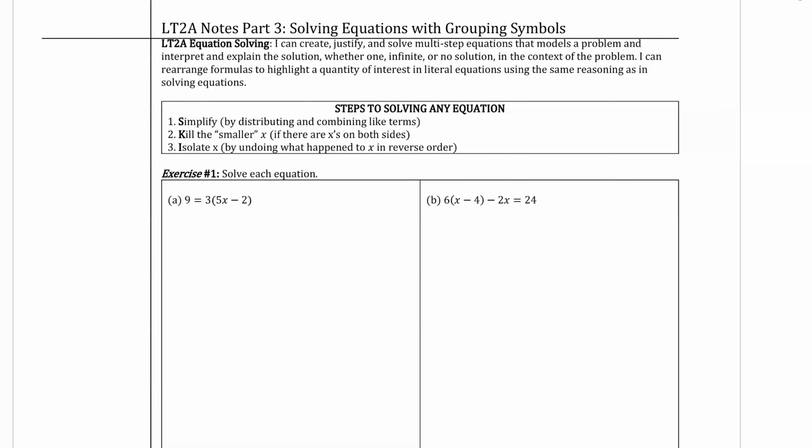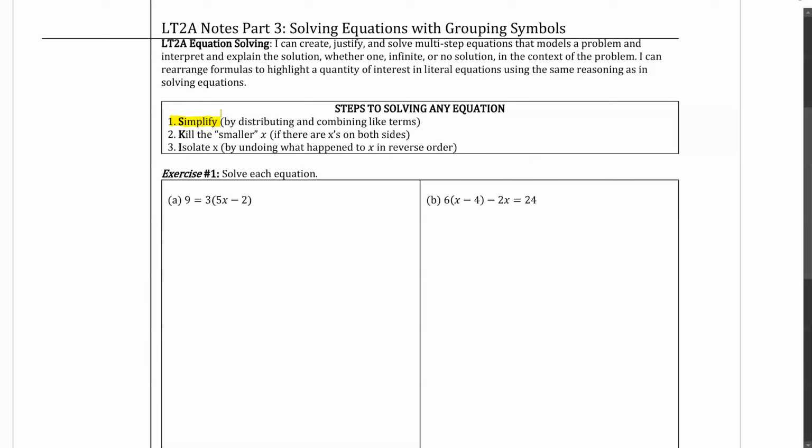Solving equations with grouping symbols. In the previous video, we dealt with the simplest types of equations because we only had to deal with isolating x by undoing what happened to x. These problems are slightly more difficult because we have to actually worry about the first step in solving any equation, which is simplifying. And what simplifying means is when there are parentheses, we want to first distribute, and then we will deal with combining like terms as well. They're not too much more difficult, there's just more steps in the beginning.